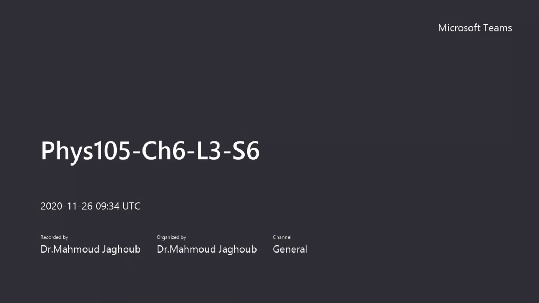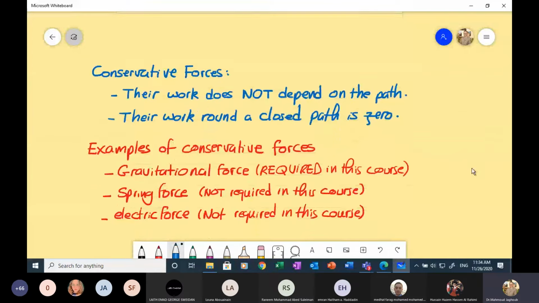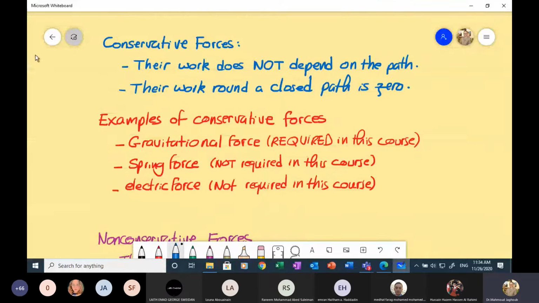Continue with lecture 3 of chapter 6. And if you remember from Sunday's lecture, محاضرة الأحد, we said that there are conservative forces, and just as a recap, فقط للتذكير, conservative forces have properties, and those properties are their work does not depend on the path, يعني شغلهم لا يعتمد على المسار, and their work around a closed path is zero. يعني شغلهم حول مسار مغلق شو بيساوي؟ صفر.